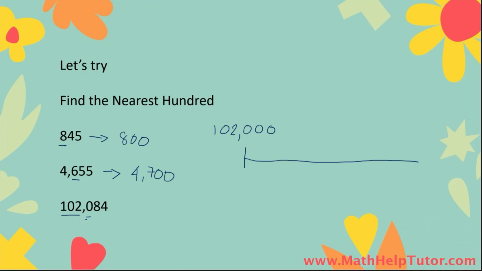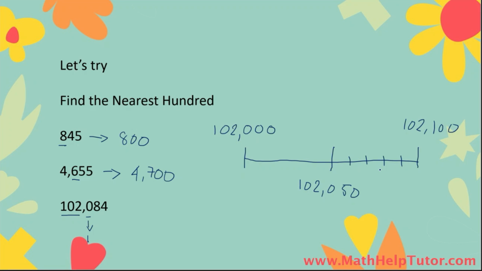And what comes after 0? That is 1. So the next hundreds place for our number is 102,100. And what is between 102,000 and 102,100? Of course, that is 102,050. So now we have our number line. Let's try looking for our number. Let's say this is 60, 70, 80, 90.